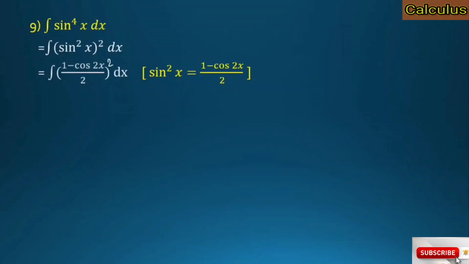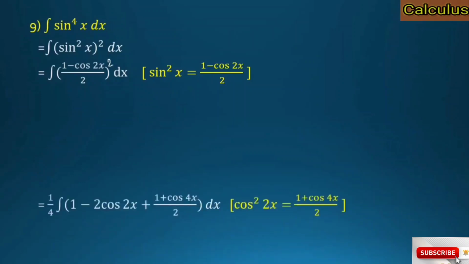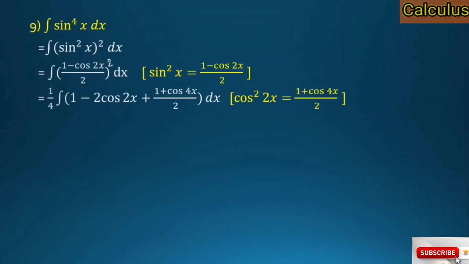Sine to the power 4x dx. You can write integration over sine square x whole square dx. Now you can use some multiple angle formula, that is sine square x equals 1 minus cos 2x by 2. That becomes 1 by 4 integration of 1 minus 2 cos 2x plus cos square 2x. Cos square 2x equals 1 plus cos 4x by 2.